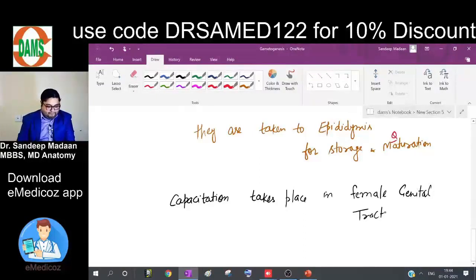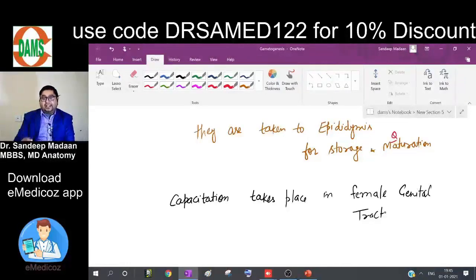Yes. Now, capacitation will begin from the vagina itself. But if you look at the female genital tract, different parts are there. Vagina is there, cervix is there, uterus body is there, fallopian tube is there. Now, out of these parts, which will contribute most? The next question. See, we are going in a sequence, and sequentially you are getting the questions. I hope you are understanding it, in a storyline.